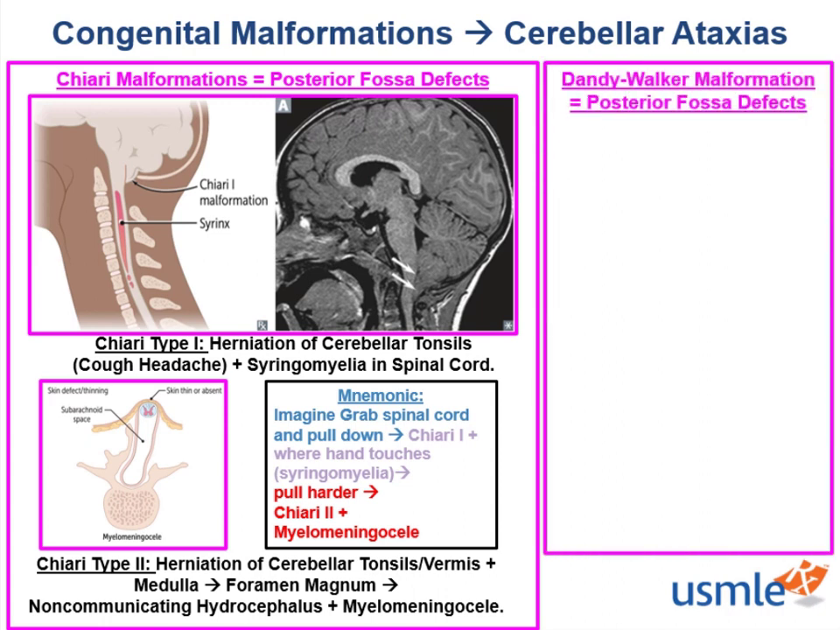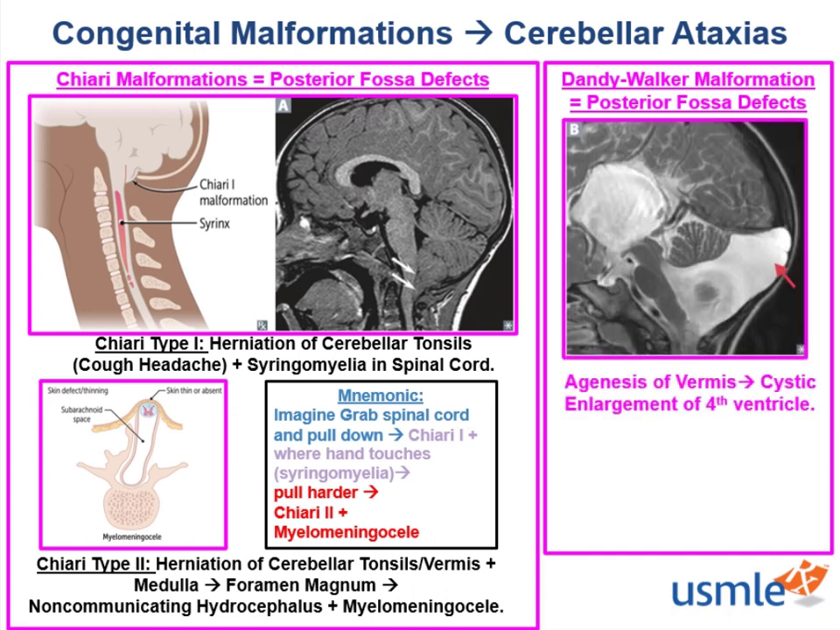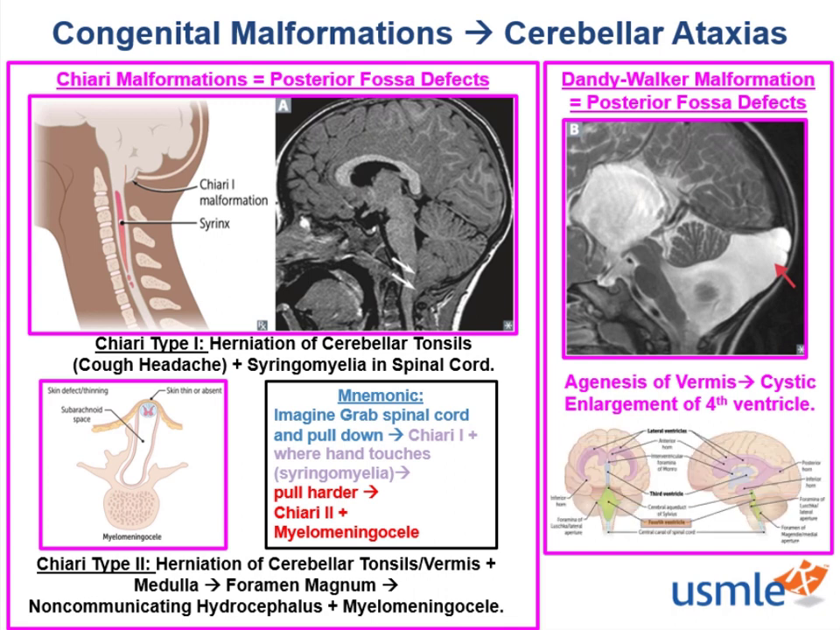Lastly, a Dandy-Walker malformation is characterized by agenesis of the vermis with cystic enlargement of the fourth ventricle. The fourth ventricle is normally located outside of the posterior fossa where the cerebellum sits. That's why this is called a posterior fossa defect.